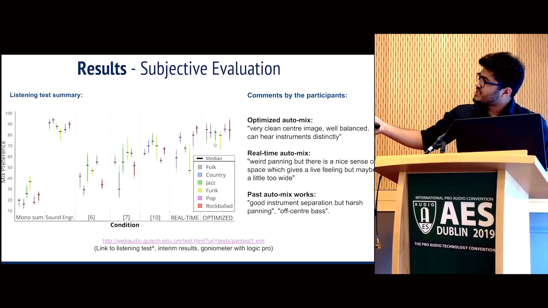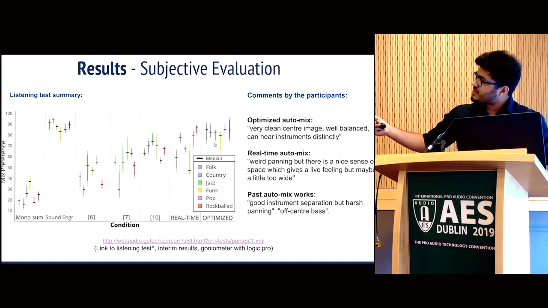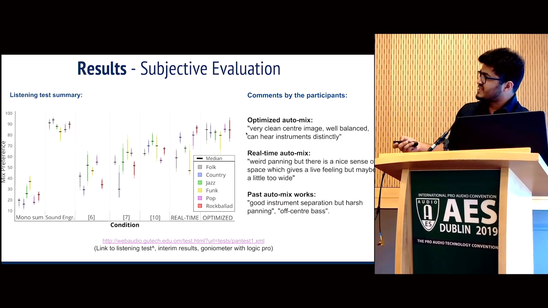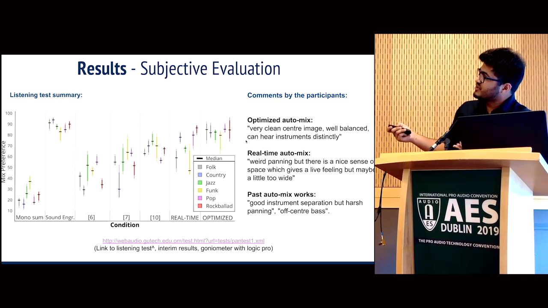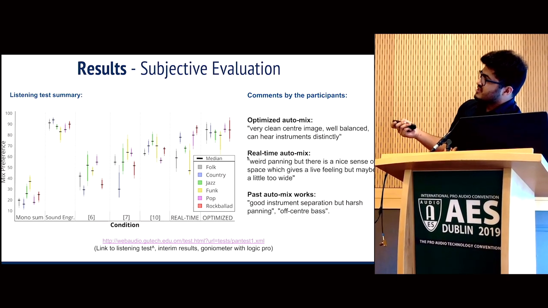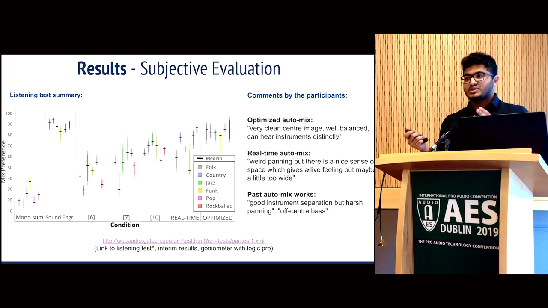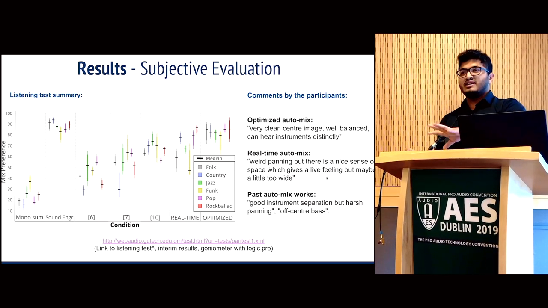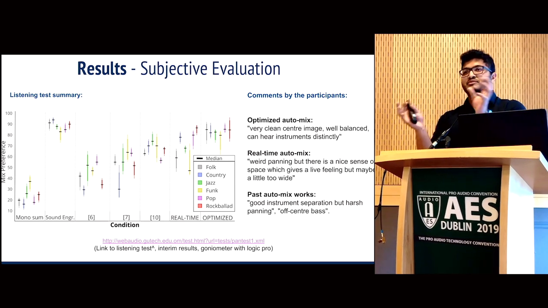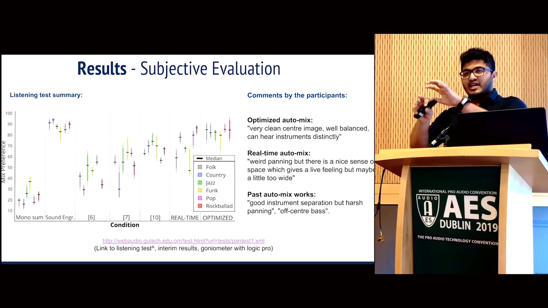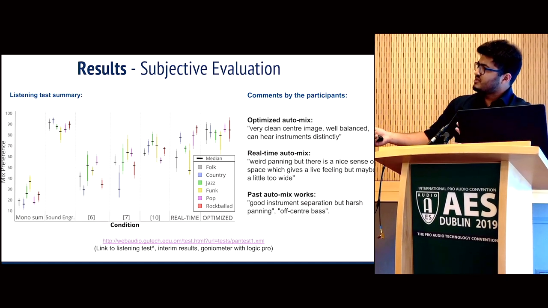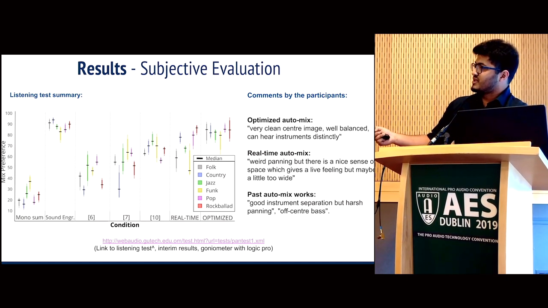And here are some subjective comments. For the optimized AutoMix, some comments were that it had a very clean centered image, was well balanced, and you could hear each instrument distinctly. Whereas for my real-time automatic mixing, there was no optimization applied. Rather, it was just based on the spectral similarity map in which I placed every track pair across the stereo field. Still, it did a pretty okay job, but not as good as the optimized one.